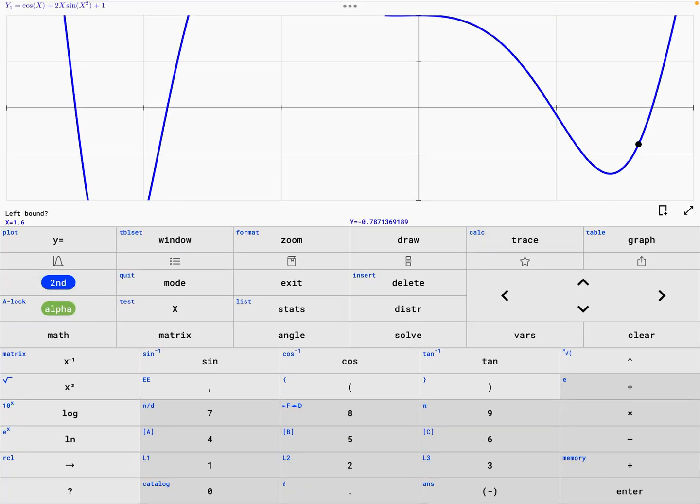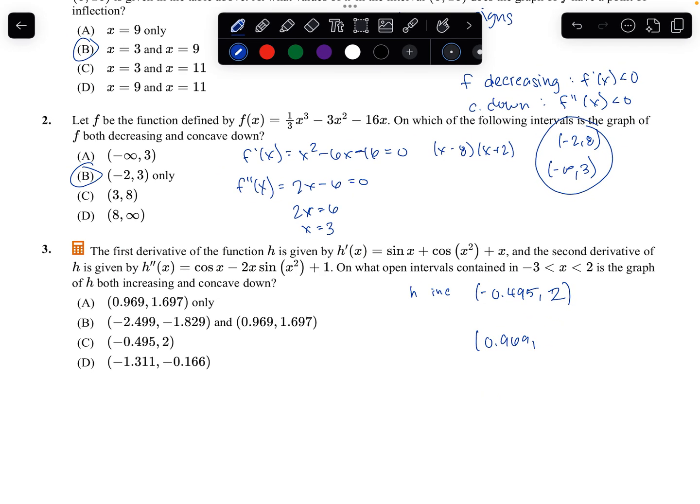So the reason why I'm not checking the zeros on the left side is because whenever I graphed h prime, none of the intervals were on the left side of the y-axis, and so that's why I don't think I need to bother with it. And then 1.697. Okay, and so this is where h is concave down.